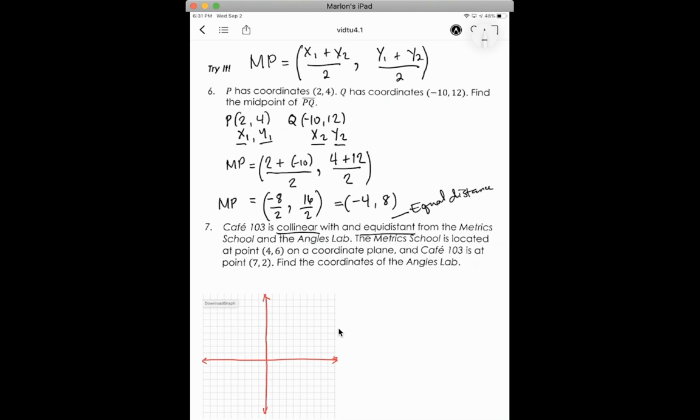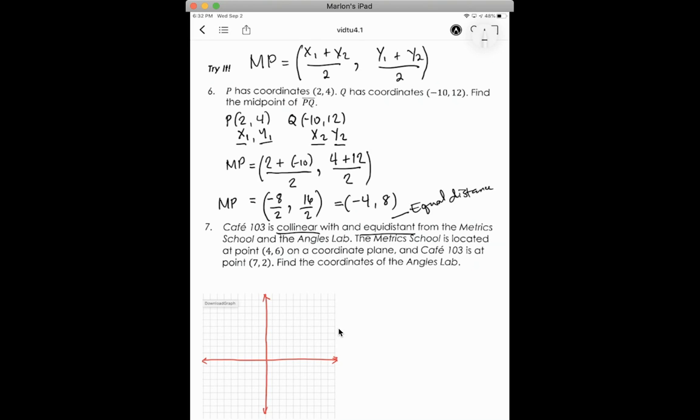So, if we are to represent the places Cafe 103, the metric school, and the Ingles lab as points, it will be advisable for us to actually plot the points so we can see where these points align. So again, these points have to be on the same line. So that's why it's collinear. So let's plot those points.